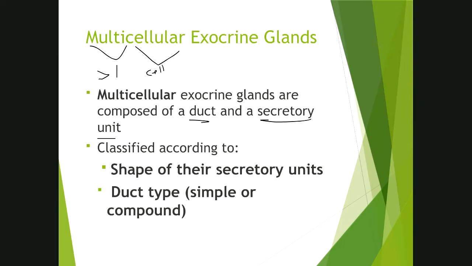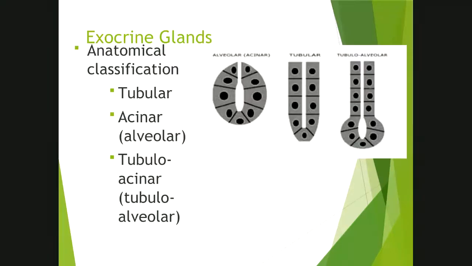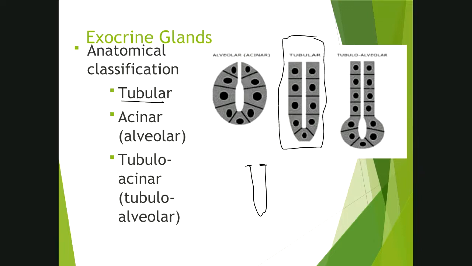We can classify them on the shape, and here are the shapes. So look, these are the secretory units, not ducts, but the secretory units. And so we have three shapes. Look at this one. It should remind you of a test tube, like in chemistry. That's what it looks like. And so it's called tubular. If you look at this one, it should remind you of a flask. So if you think about a flask, it's round like this. And that's called acinar or alveolar.